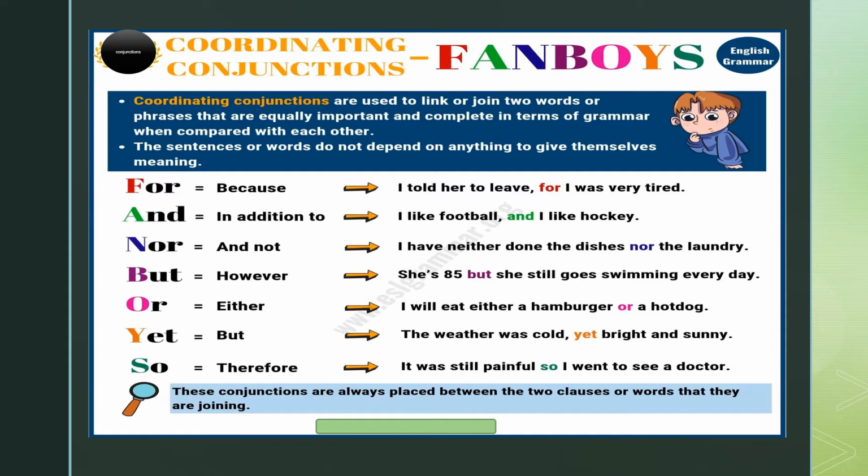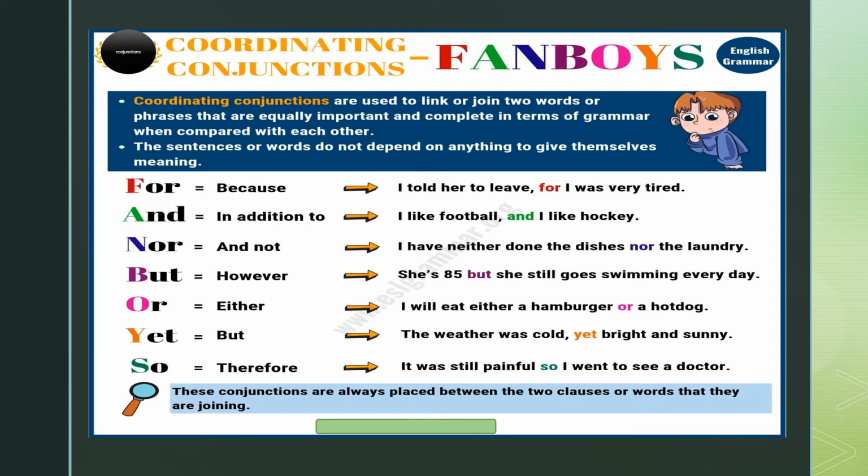See the next one. I like football and I like hockey. Once again, if I remove the coordinating conjunction and, I can speak these sentences individually and they are of equal importance. I like football. I like hockey. See the next sentence. I have neither done the dishes nor the laundry. So I can also say this sentence as I have not done the dishes, I have not done the laundry. Both the sentences will exist independently of the coordinating conjunction.